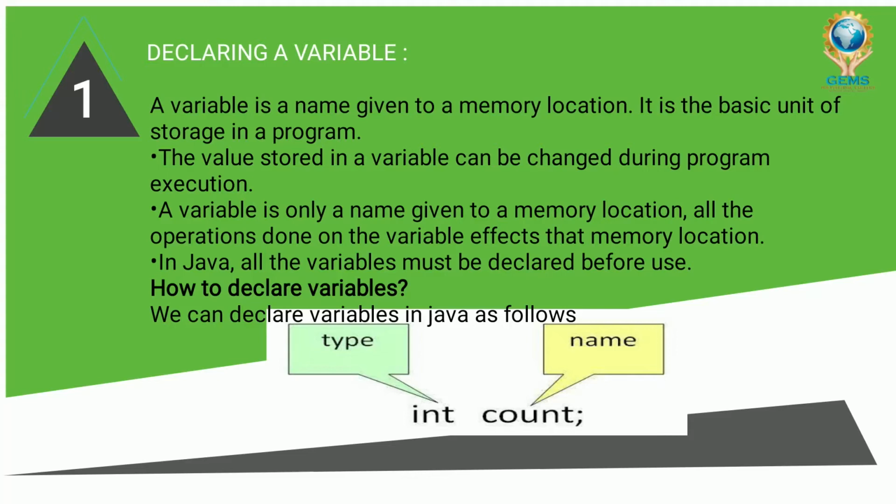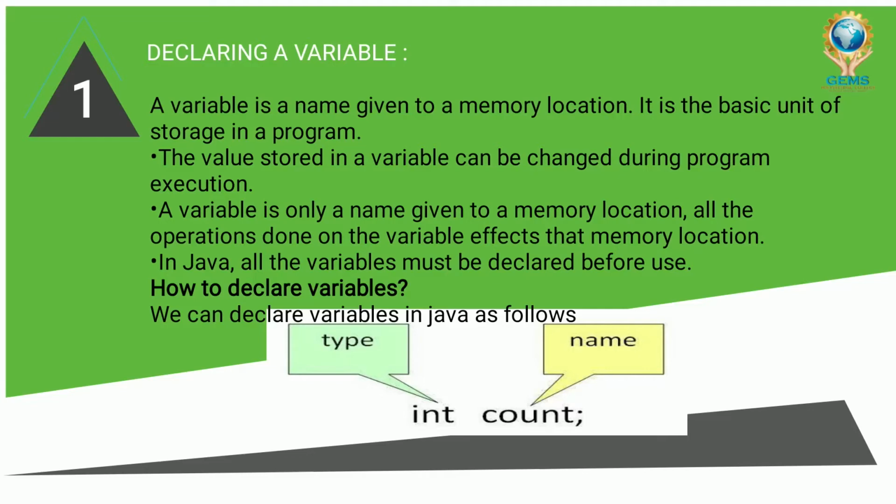So memory is divided into many parts. Memory has many locations. Each location contains a specific name, and that specific name helps you to store your values. So the name itself is called a variable. A variable helps you to store values or data. So variable is only a name given to a memory location.